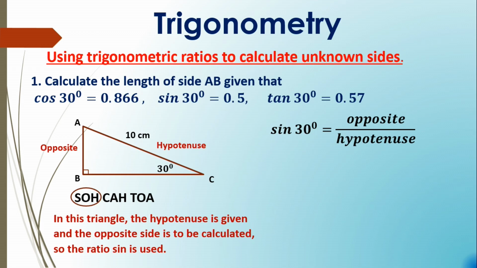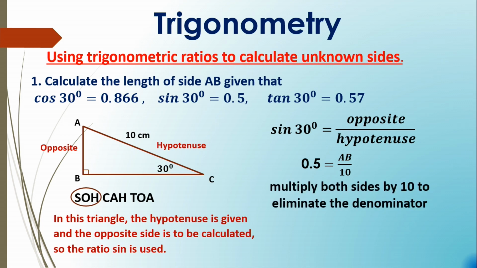Sine of 30 degrees equal to opposite over hypotenuse, as seen in the acronym SOHCAHTOA. SOH stands for sine equal to opposite over hypotenuse. The value of sine of 30 degrees is given as 0.5. So we write 0.5 equal to AB over 10, where AB is the opposite side, and the length of AC, that is the hypotenuse, is 10. To obtain AB, you're going to multiply both sides by 10 to eliminate the denominator on the right-hand side. So we have AB equal to 0.5 times 10, which is of course equal to 5 centimeters.